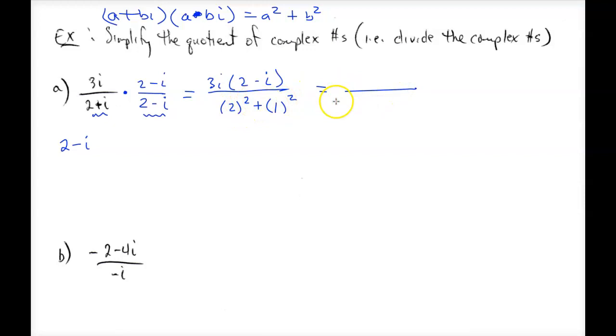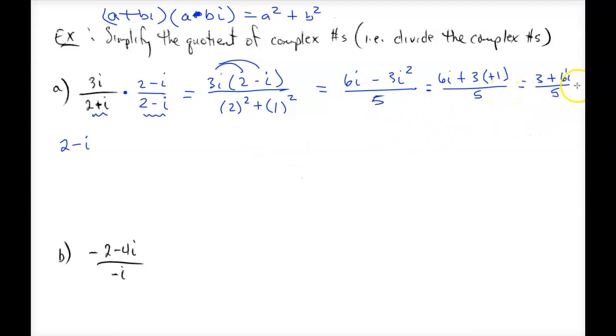In the denominator, 2 squared is 4, 1 squared is 1, so 4 plus 1 is 5. Then in the numerator, we'll go ahead and distribute. So that would be 6i minus 3i squared. And remember, i squared is -1, and of course, a negative times a negative ends up being a positive. So you end up getting 3 plus 6i, all that divided by 5.